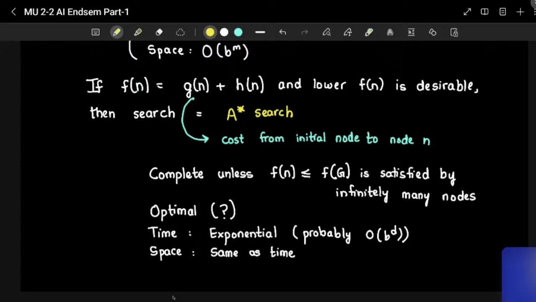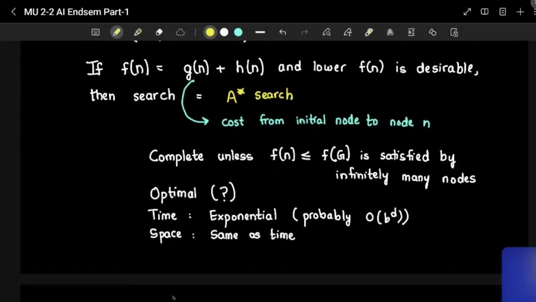I think you know how to solve A star. That is fine. Just keep expanding the nodes whose f values are the least. That is essentially how you're supposed to solve best first search.